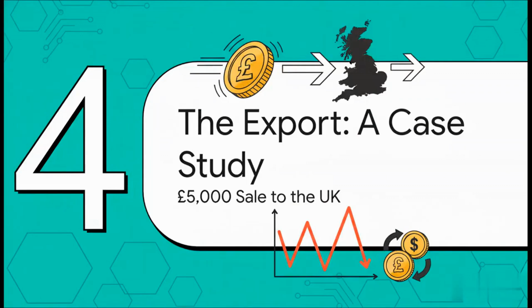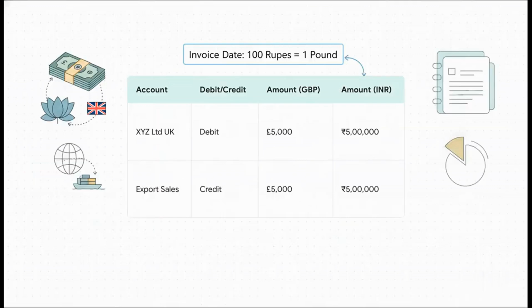This time, we're selling £5,000 worth of goods to a customer in the UK, and you're about to see how that currency risk can bite you just as hard when you're selling as when you're buying. So the process starts pretty much the same way. We send out an invoice, we record the sale, we debit our UK customer, XYZ Limited, creating what's called an accounts receivable, that's money they owe us, and we credit export sales to recognize the revenue. On the day we send the invoice, the exchange rate is 100 rupees to the pound, so we book a sale of 5 lakh rupees.